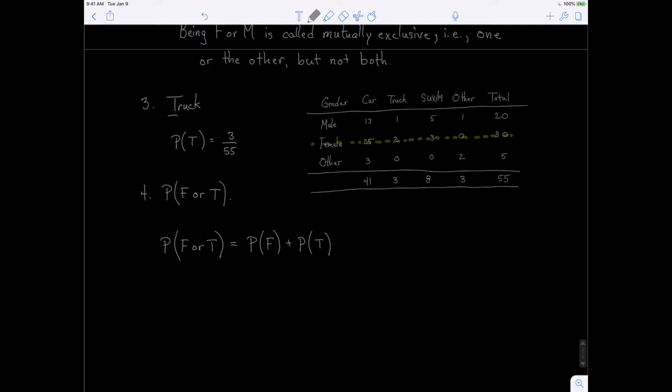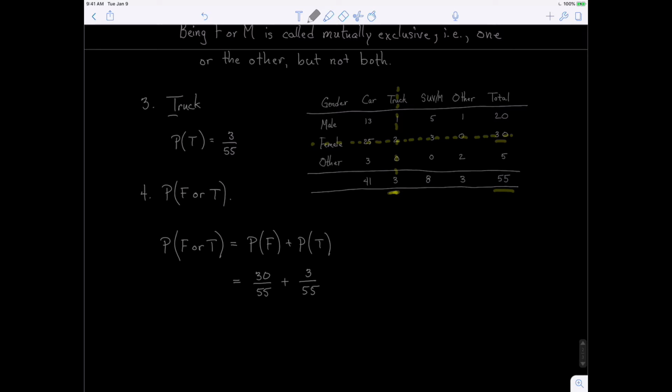All right, well, let's see what we have so far. The probability of a female, we said that that came from the 30 out of the 55. So we'd write that as 30 out of 55 plus, now let's look at the probability that someone drives a truck. Well, here's my truck, it's in the columns. So the probability that someone drives a truck, well, now we're looking at the 3, whereas here's the 30, here's the 3. So this is 3 out of 55.